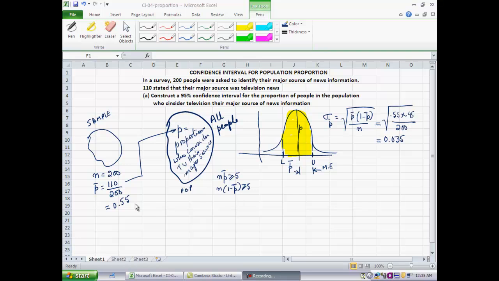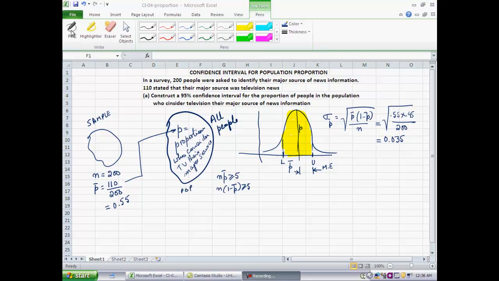Hence, we can conclude that the sample proportion is normally distributed with the mean of p, which is the unknown parameter that I'm trying to estimate. And the standard deviation of the sample proportion is given by the square root of p-bar times 1 minus p-bar divided by n. That comes to the square root of 0.55 times 0.45 divided by 200, which is 0.035. So that's the standard deviation of this sample proportion.